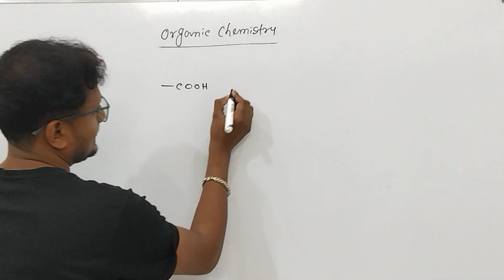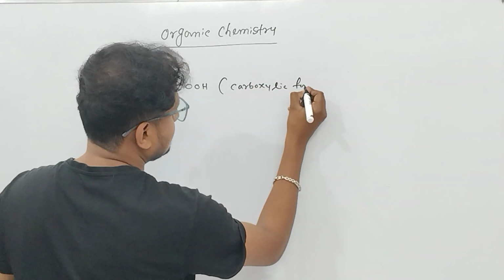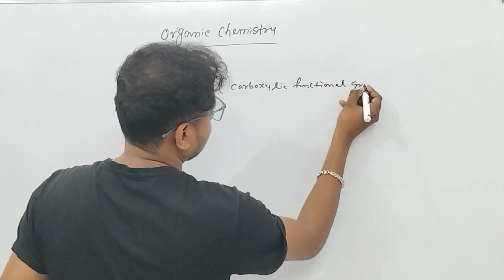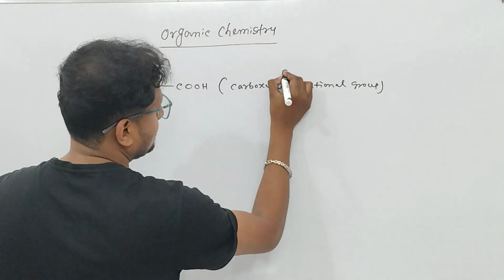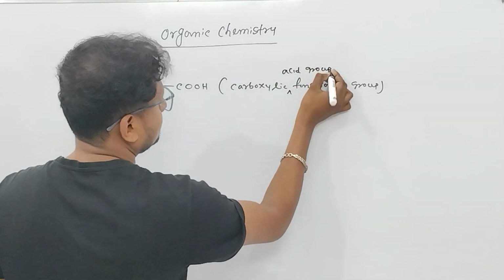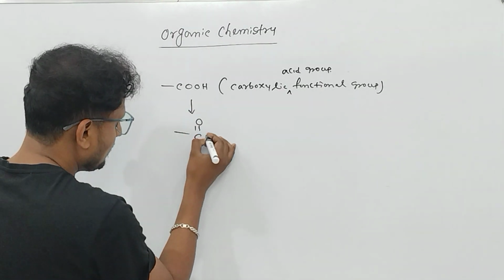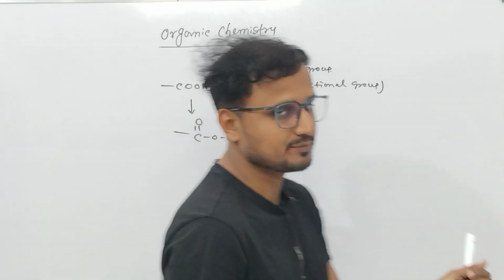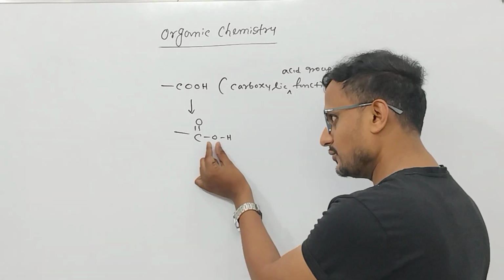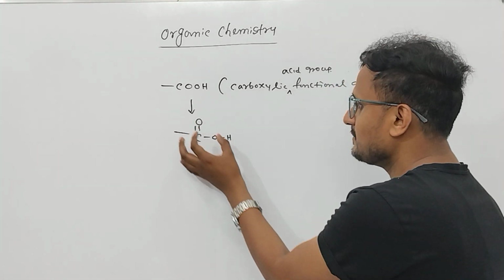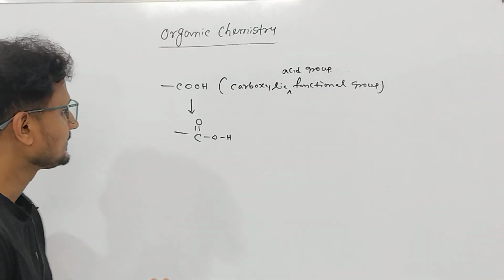This is called the carboxylic functional group, or sometimes the carboxylic acid group. The structure of the carboxylic acid is this: COOH. One oxygen out of two will be attached with carbon in a double bond. The other one will be attached with a single bond to carbon and to hydrogen. So this is C double bond O, and then OH. This is the carboxylic acid group, right?